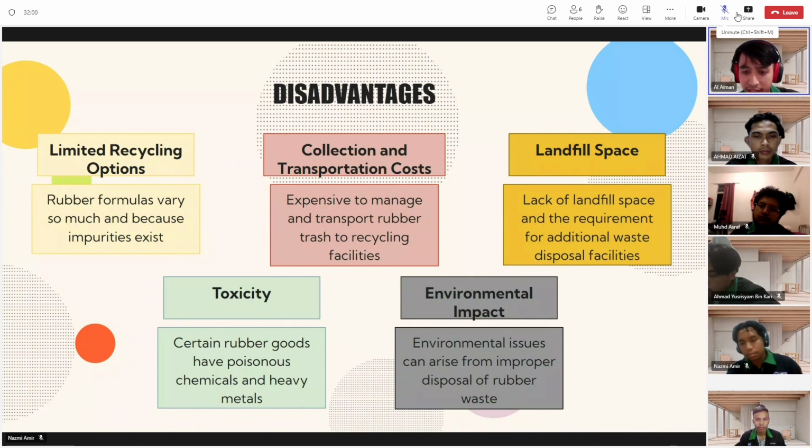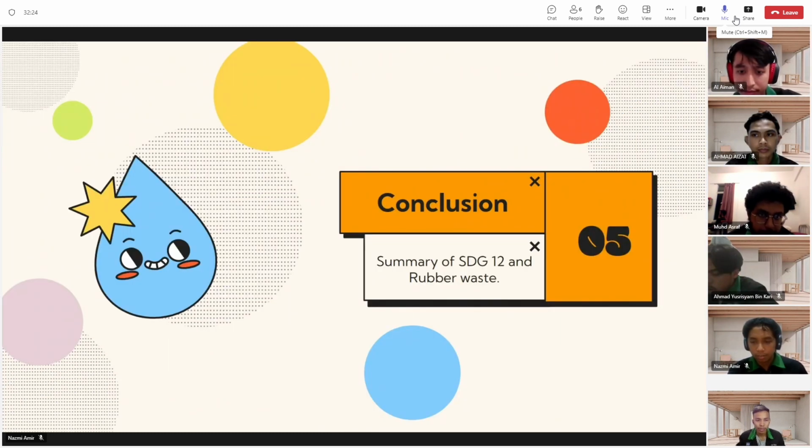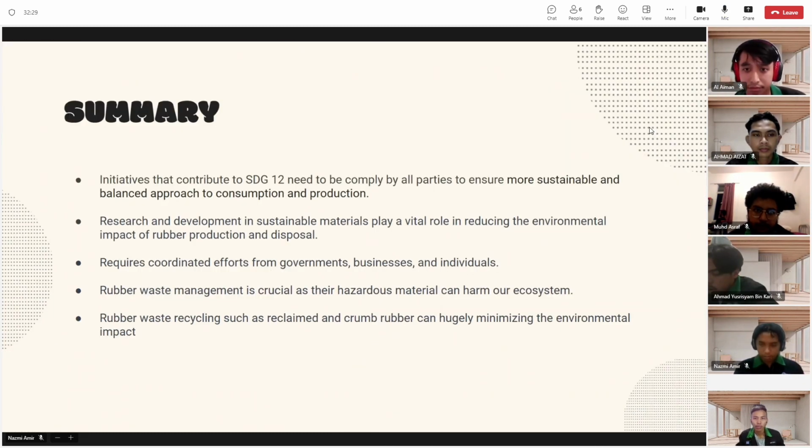Recycling and reusing rubber waste has some benefits, but there are also logistical and environmental drawbacks to the processing and disposal. This underscores the need for responsible waste management techniques as well as further research into more environmentally friendly alternatives. For the conclusion, initiatives that contribute to SDGs need to be complied with by all parties.